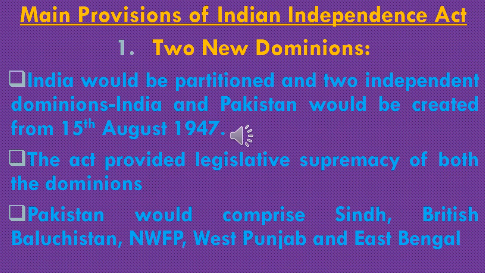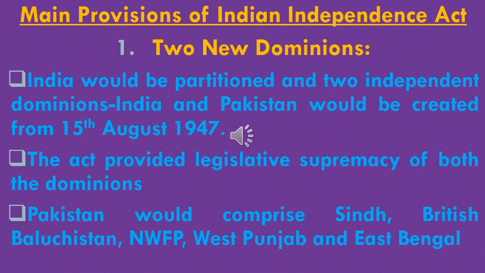Now we can study the main provisions of this act. First one, two new dominions. India would be partitioned and two independent dominions called India and Pakistan would be created from August 15, 1947. The act provides for legislative supremacy of both the dominions.